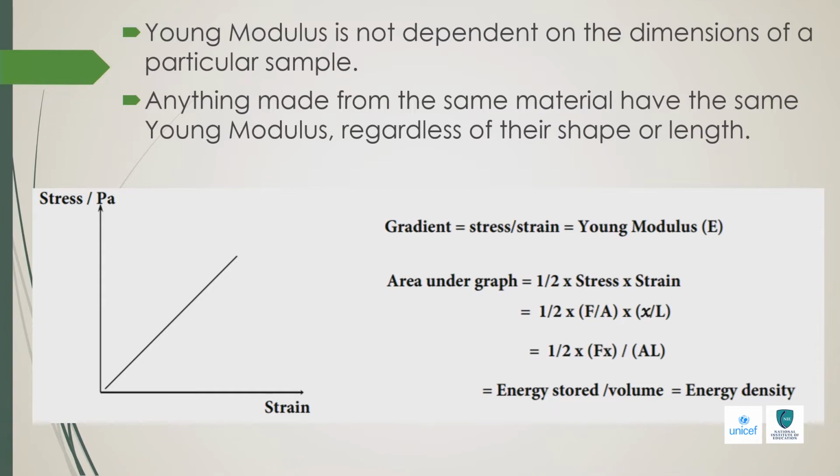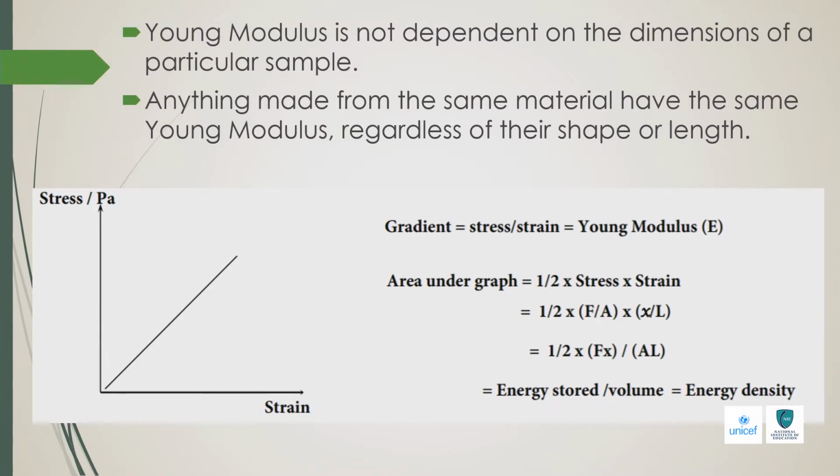What is this energy density? It is the energy stored per unit volume. It is even defined as the elastic strain energy per unit volume. And we can easily prove that energy density is equivalent to half into stress into strain. So, area under stress strain graph is clearly energy density.